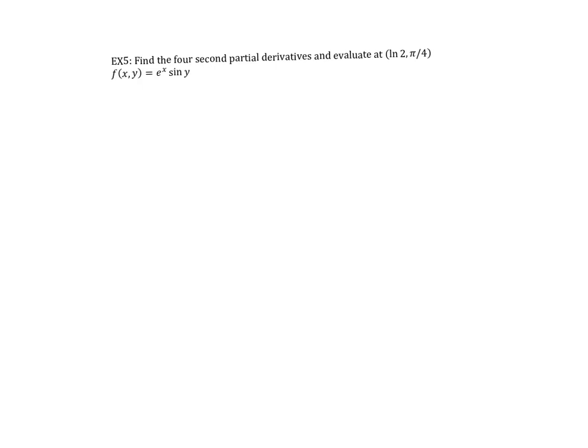Let's try this with another function. We want to find the 4 second partial derivatives, and then this time we're going to evaluate them at the point natural log of 2, pi over 4. So the partial derivative with respect to the variable x is going to be, remember, sine of y is treated as if it were a constant, like 2. So if I was taking the derivative of 2e to the x, it's just 2e to the x. So this will be e to the x sine y. And then the partial derivative with respect to y, e to the x is treated as if it were a constant. So this is going to be e to the x, derivative of sine y is going to be cosine of y.